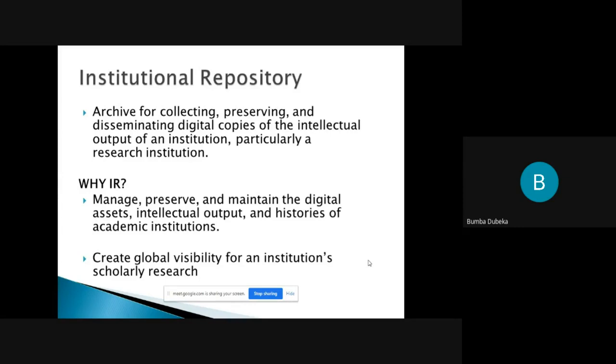And why should we have an institutional repository? In our case at ZCAS, we wanted to have an institutional repository so that we can manage, preserve, and maintain the digital assets, intellectual output, and history of our institution. And this can apply across the board for academic institutions or for any other library that might want to have an institutional repository. Another reason would be to create global visibility for an institution's scholarly research. We want as much as possible to share the institution's scholarly research findings with the world. And one way we thought this can happen is to have an institutional repository.